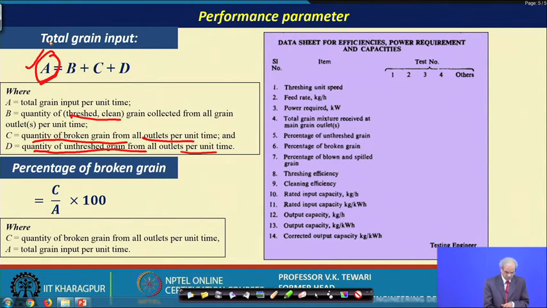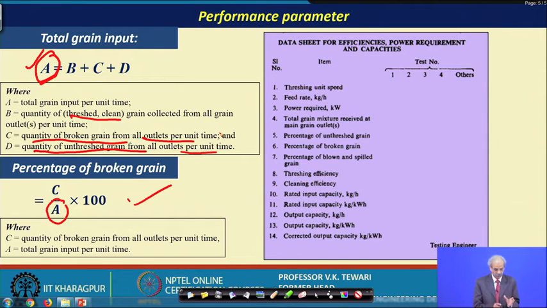Now, percentage of broken grains. So, if you want to check what is the percentage of broken grains, if you know the quantity of broken grains from all the outlets, then that by the total A is going to give you the percentage of broken grain, where C is the quantity of broken grain from all outlets, this is in fact written here, and A is the total grain input per unit time.